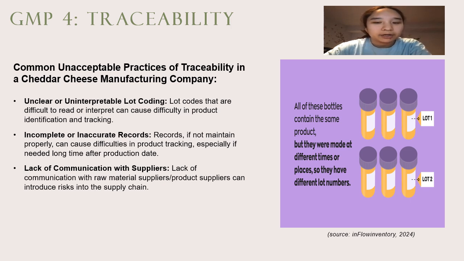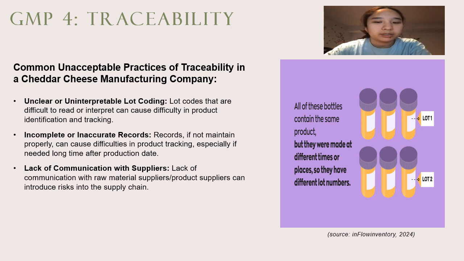Incomplete and inaccurate records is also another deviation. Records that are not maintained properly and filled in accurately can cause difficulties in product tracking, especially if an incident happens a long time after the product has been produced. It will take a long time to trace back through those records and actually respond to the emergency.